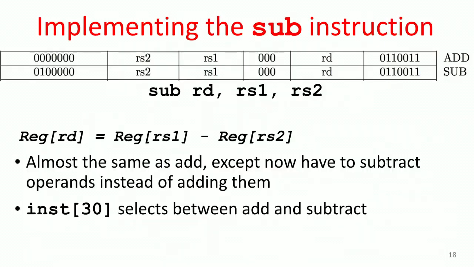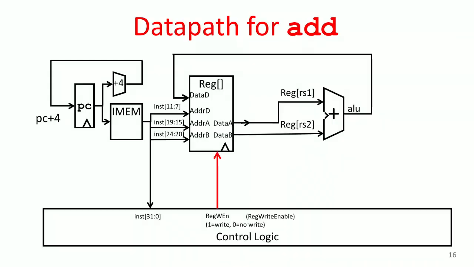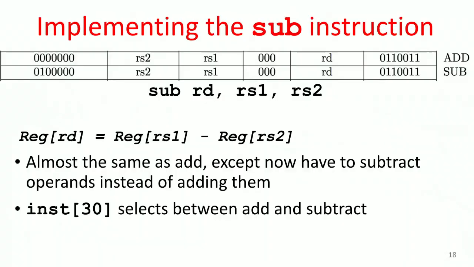OK, so that's the add. Now, if we want to implement a subtract instruction, which is very similar. In fact, the encoding is similar. It has the same opcode field, but it has a different Func7 field. It has an extra bit here, and that's how we know that it's a subtract. Other than that, it looks identical.